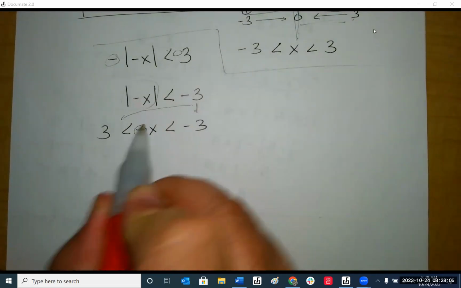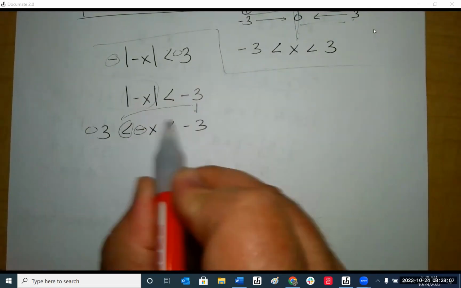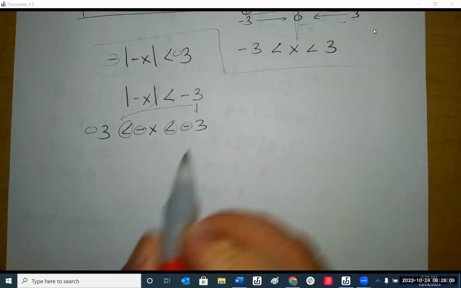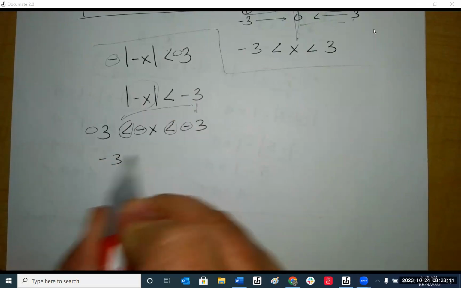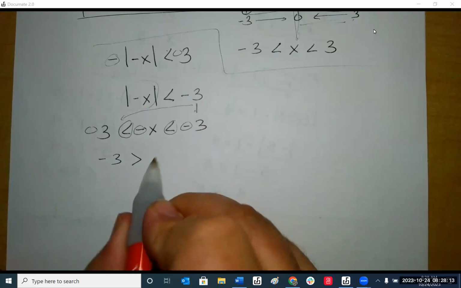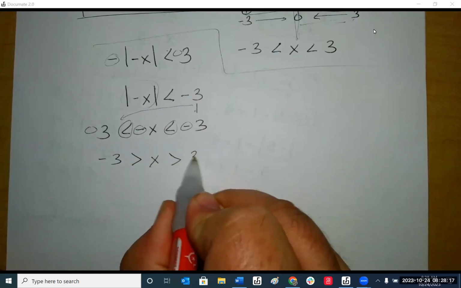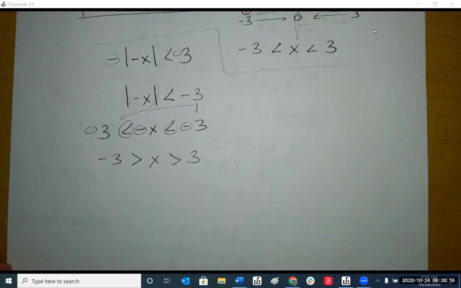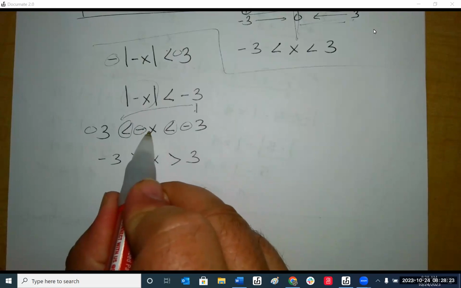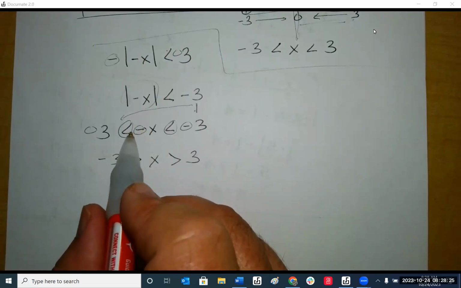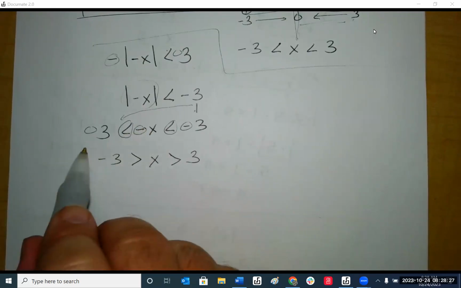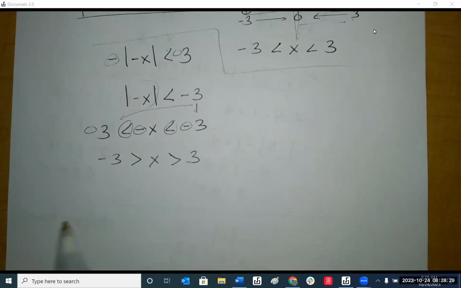Now, because that's a negative, we change everything. So this becomes -3, that becomes greater than positive x, greater than 3. Whenever you change the sign of x in an inequality, as we did in chapter 1, you have to change everything, the signs of the answers as well as the inequality directions.